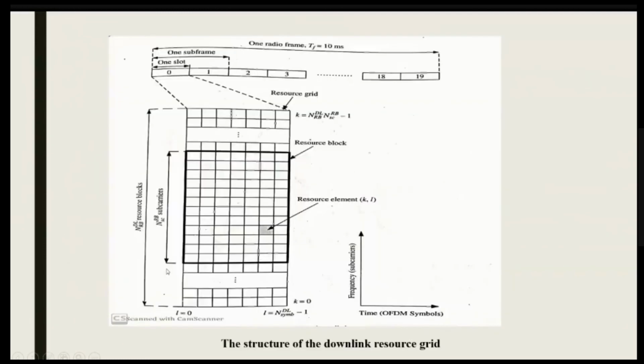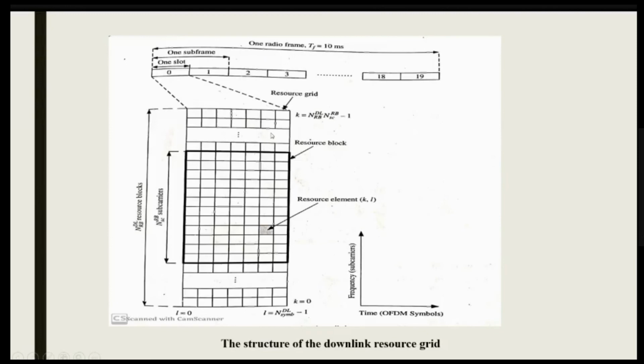So this gives you the structure of the downlink resource grid. Once again, you can make out here one radio frame for the downlink, where the total time for the radio frame T_F is equal to 10 milliseconds. There will be a total of 20 slots. Two slots together we call one subframe. One slot will be 0.5 millisecond in duration.